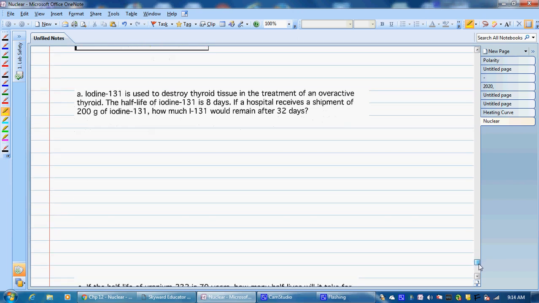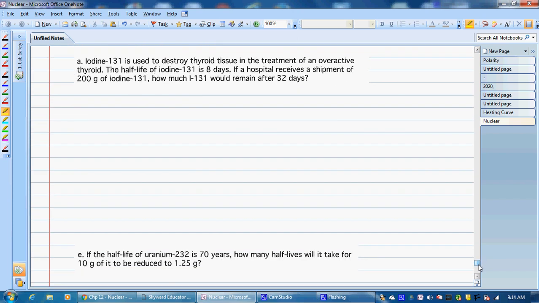Now some of the problems you're going to see, there's a couple here that I want to go through so you can see the different examples you might run into. Here it says that iodine-131 is used to destroy thyroid tissue in the treatment of an overactive thyroid. The half-life of iodine is 8 days. So if a hospital receives a shipment of 200 grams, how much would remain after 32 days?